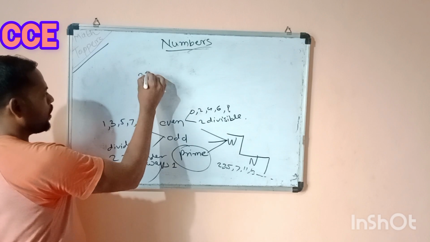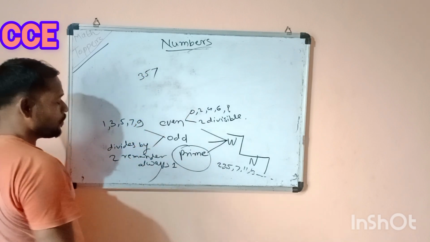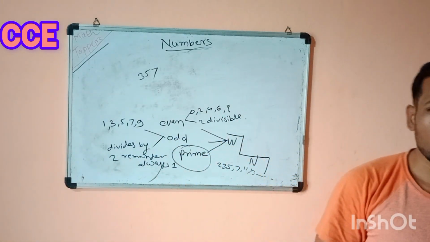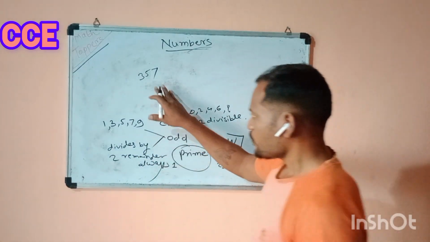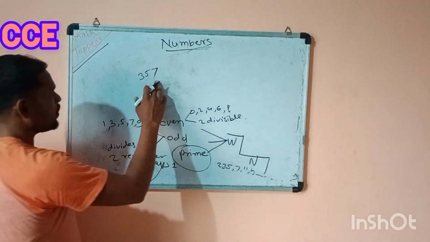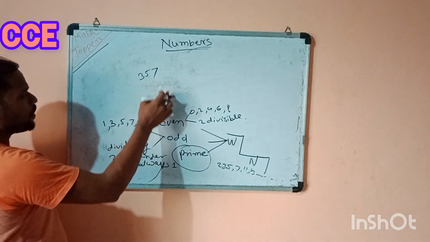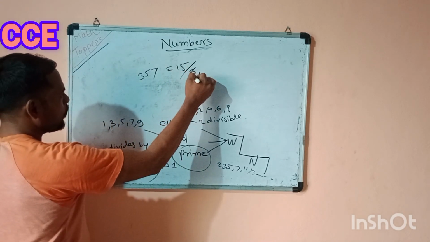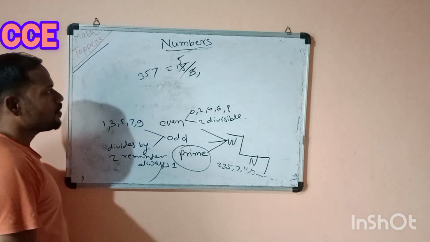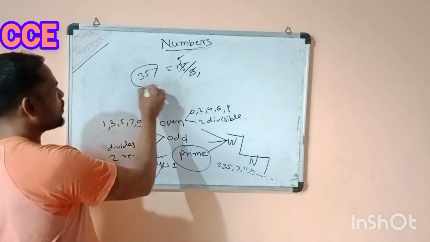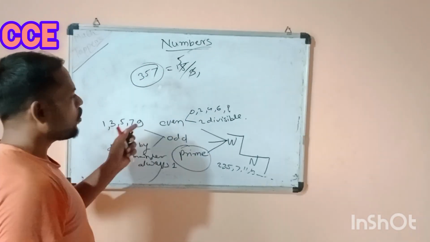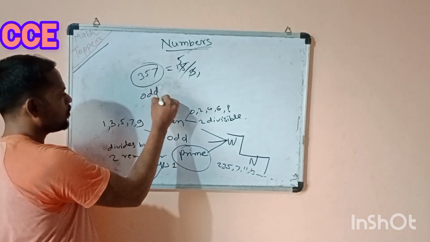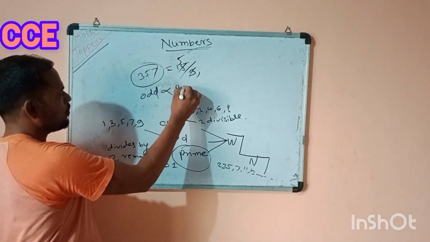Suppose 357 is a 3-digit number. Is this number prime or not? How can it be identified? We add the digits: 7 plus 3 is 10, 3 plus 5 is 8, 8 plus 7 is 15. 15 comes in the table of 3, 3 fives are 15. So the given odd number is divisible by 3, so it is only an odd number, not a prime number.